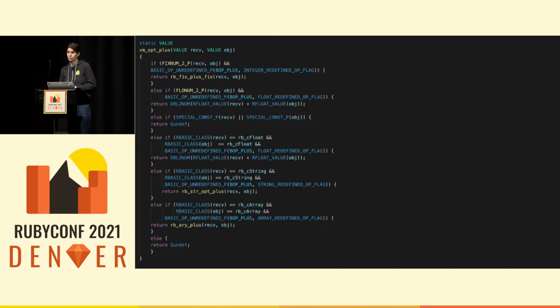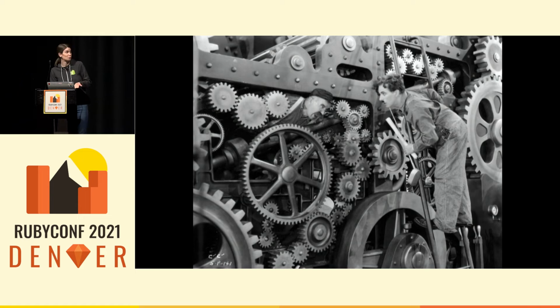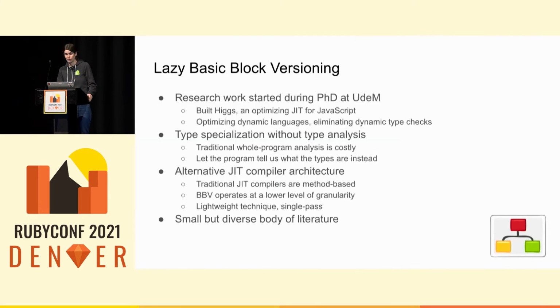So if you want to generate machine code for Ruby, you want to strip away all this complexity. You want to strip away all of these dynamic checks. And so the question is, how do you remove all of this hidden complexity behind the scenes? In YJIT, we use a technique called lazy basic block versioning. This is based on research work that I started in my PhD. It's a technique to do type specialization of programs without doing costly whole program type analysis. And it's also an alternative JIT compiler architecture that works at a lower level of granularity.